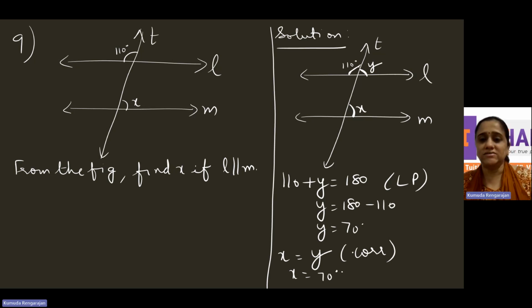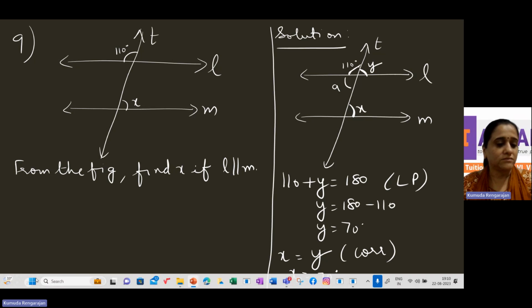What Navneet said is, he was talking about this angle. Navneet had marked this angle as say A. So he found 110 plus A. Any one you should do, don't do both. He marked this angle in his mind and worked 110 plus A is equal to 180. That is also a linear pair. So A will be 70. Now A and X are alternate interior angles, so they are equal. So 70. That's what I said. You can find any angle.